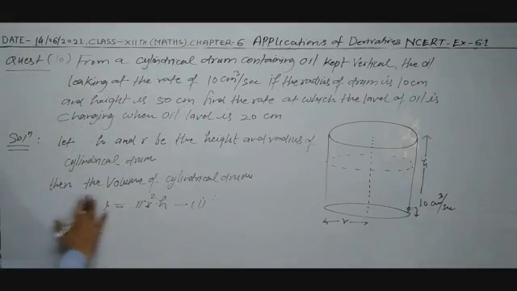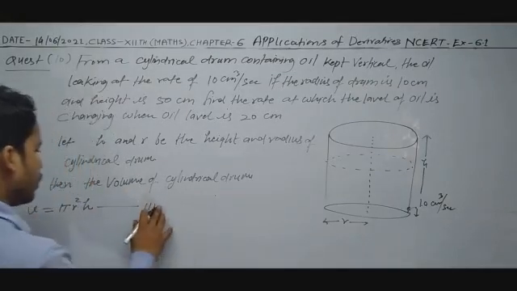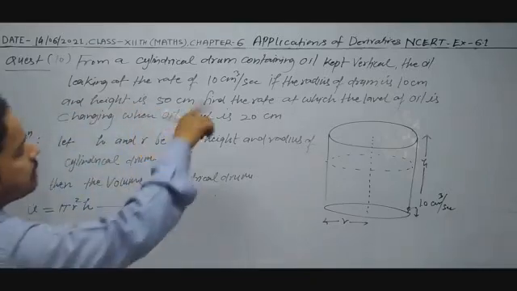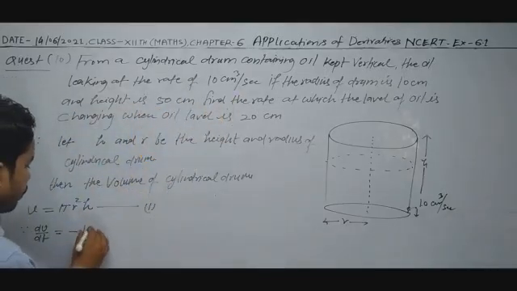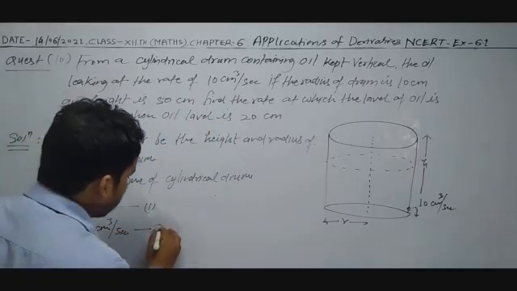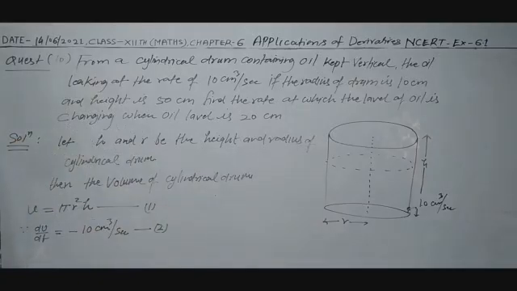So you can write here V is equal to pi r square h, equation 1. Since dV by dt is equal to, leaking means this is decreasing, so it will be with a minus sign, 10 cubic centimeter per second. Consider equation 2. And the height and radius are already given. The radius of the drum is 10 centimeter and the height is 50 centimeter.